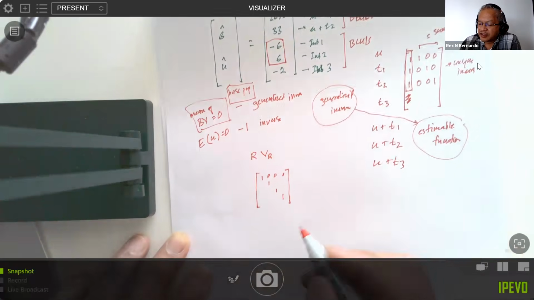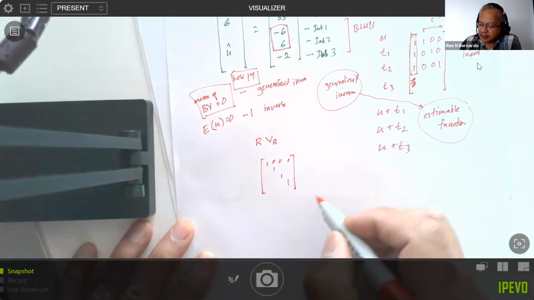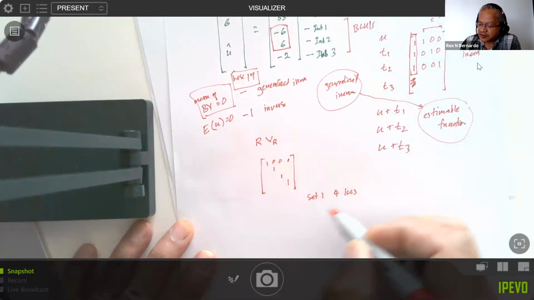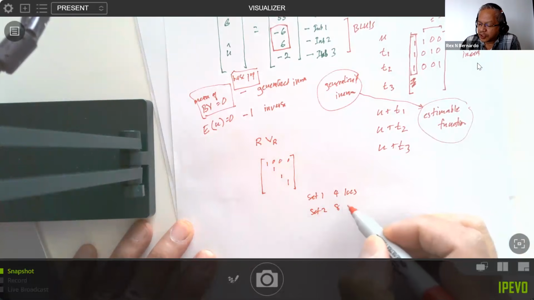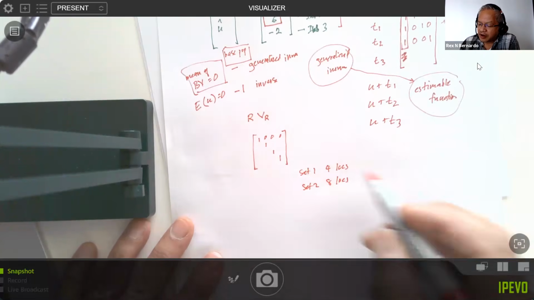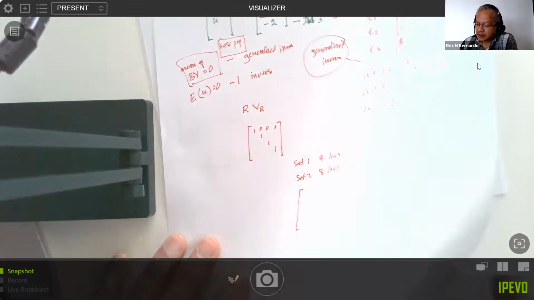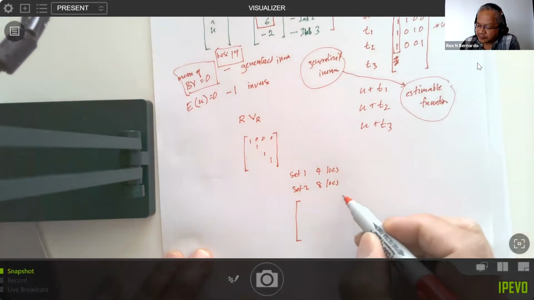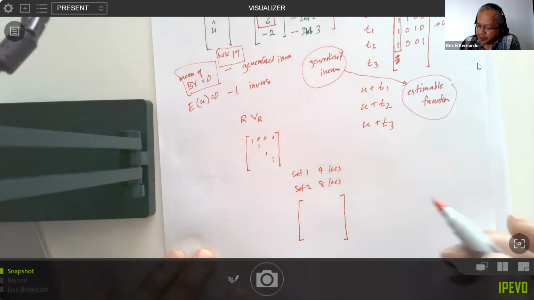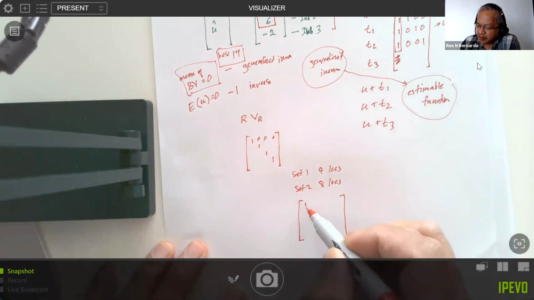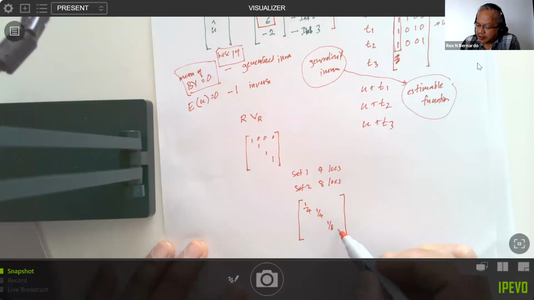Now, let's say that set 1 has 4 locations and set 2 has 8 locations. Then for the R matrix, we need to account for that by saying that we no longer have an identity matrix, but we would have a fourth, an eighth, and an eighth.